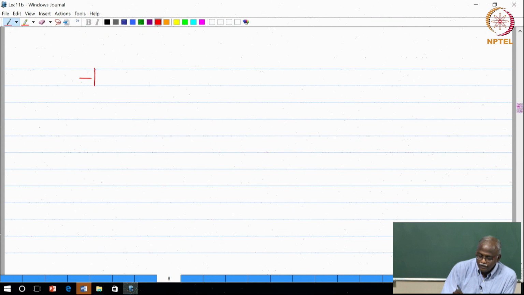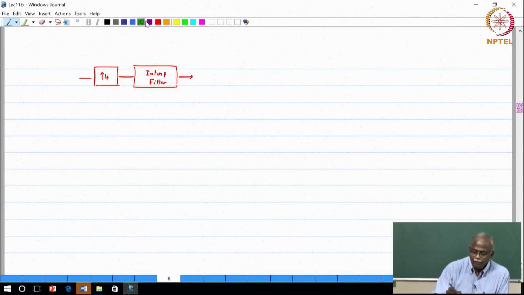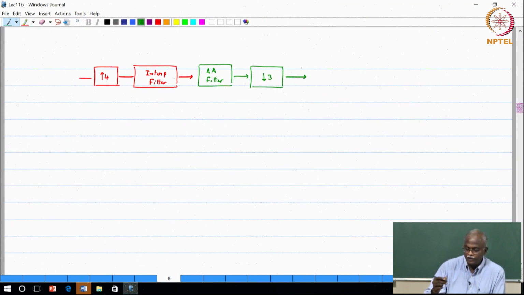So, if you had done the upsampling by a factor of 4 followed by the interpolation filter, then you have to follow it by the downsampling. So, the downsampling says pass it through the anti-aliasing filter first, AA filter first, followed by the downsampling process. Make sure that your input signal is band limited to minus pi by 3 to pi by 3, and then do the downsampling, and then you should get the signal that is of interest to us.